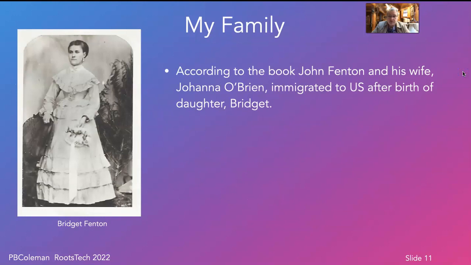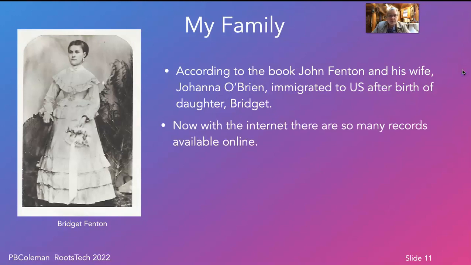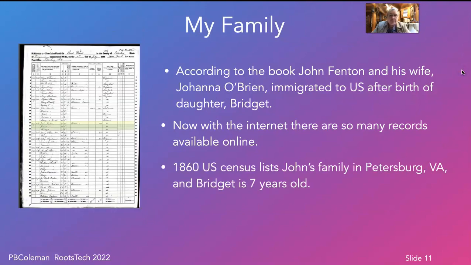Here's a picture of Bridget Fenton as an adult. According to the book, John Fenton and wife Joanna O'Brien immigrated to the United States shortly after the birth of their daughter Bridget. But now with the internet, there's so many more records available online than anything that my dad could find in 1955. I found the 1860 U.S. Census, and it lists John's family in Petersburg, Virginia, and says that Bridget is 7 years old. John's family went to Petersburg because several of his siblings had already gone there.